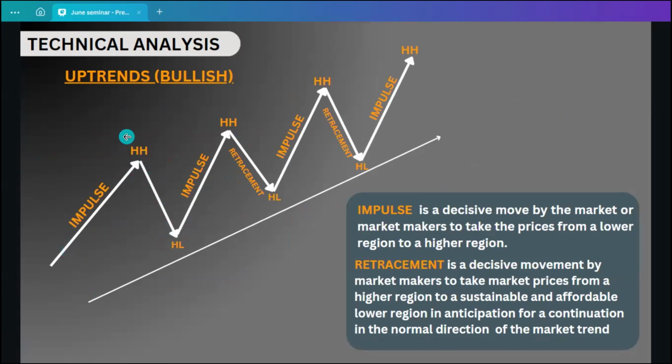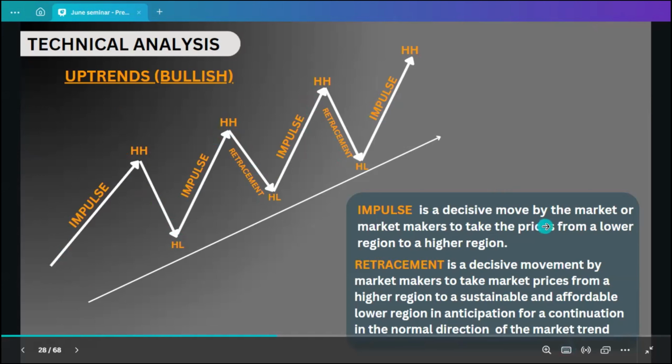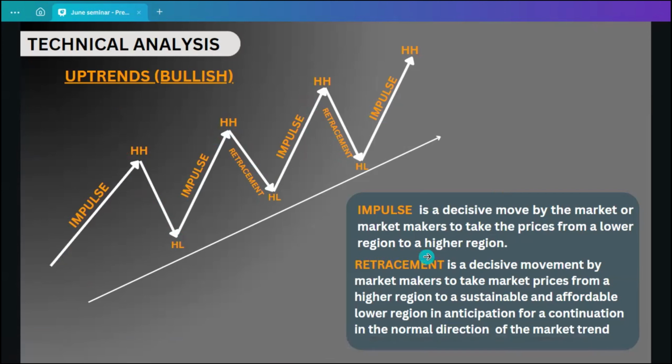So we have the impulse, the retracement, the impulse, the retracement, the impulse, the retracement, and the impulse. Now, what is an impulse? An impulse is a decisive move by the market or market makers. Market makers are people involved in moving the forex market. We have the big banks, the big players, the investors, and so on.